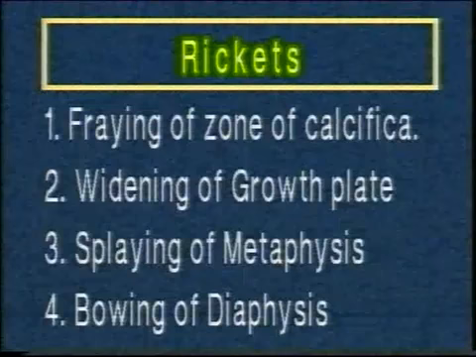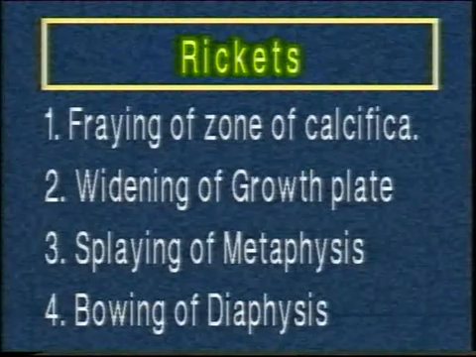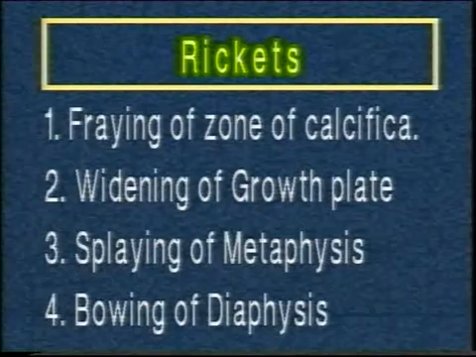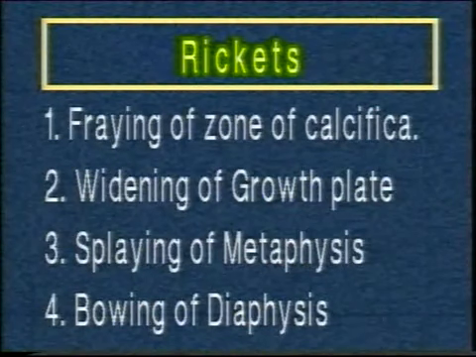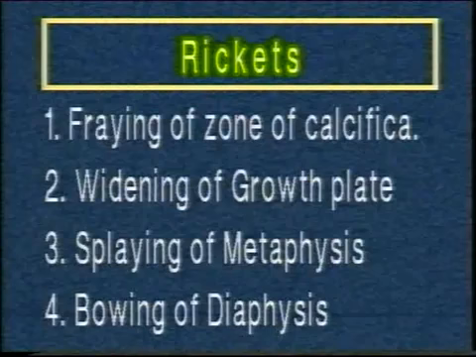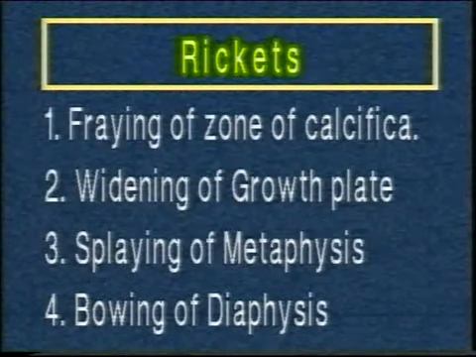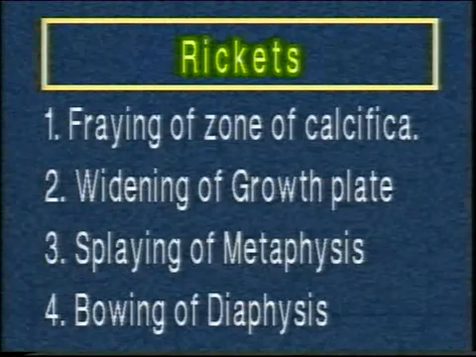So the radiological features of rickets are: Number 1, loss of zone of provisional calcification with fraying of the metaphysis, that is the margin of the metaphysis becomes blurred and indistinct. Number 2, the growth plate widens, increasing the distance between the epiphysis and metaphysis. Number 3, the metaphysis becomes wide, termed as splaying of the metaphysis. It also becomes concave or cupped with spurs at the margin. And in late stages, there is bowing of the diaphysis, that is bending of the shafts of long bones.